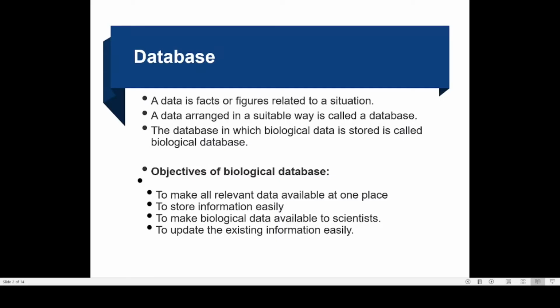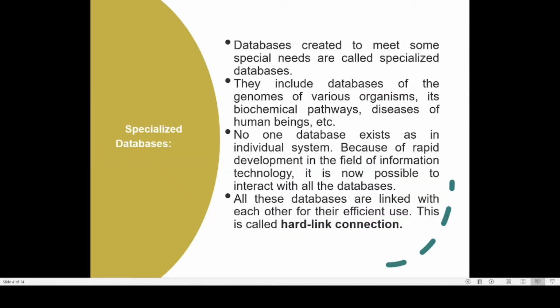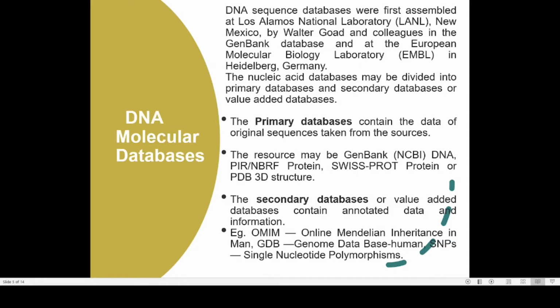And today we will see what are the different types of database. For example, this portion we have covered in the last class. What is a generalized database and what is a specialized database. And now we have to see what is specialized database. Till hardlink connection, I think I have explained. So going to the DNA molecular database, we have basically two different types of databases.